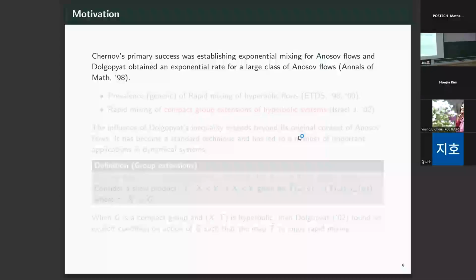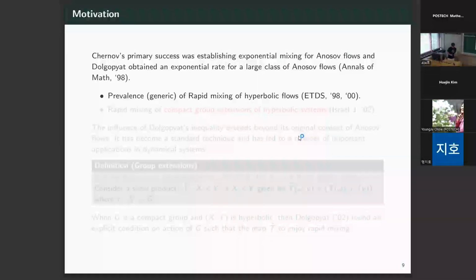So in such a system, for every point, they keep the invariant subspace in the tangent space, and they also keep the hyperbolicity except the flow direction. That is the meaning of Anosov flow. And Chernov actually first proved exponential mixing for such flow. And actually Dolgopyat used his own analytic method to prove exponential mixing for some general Anosov flows. So that was actually done in the late 90s.